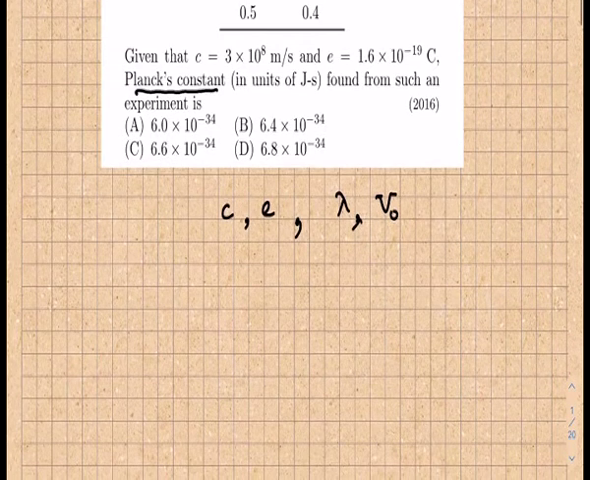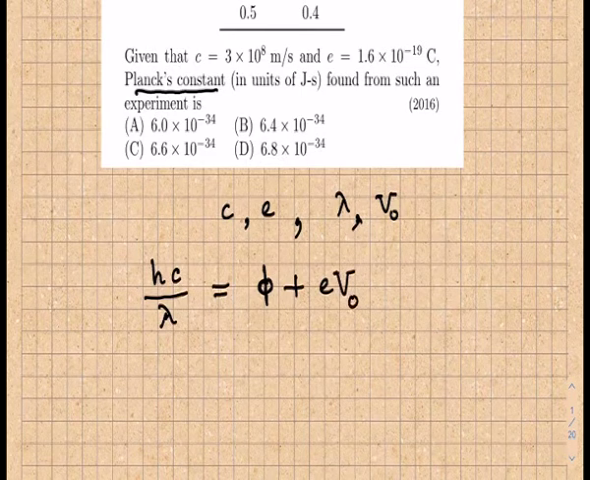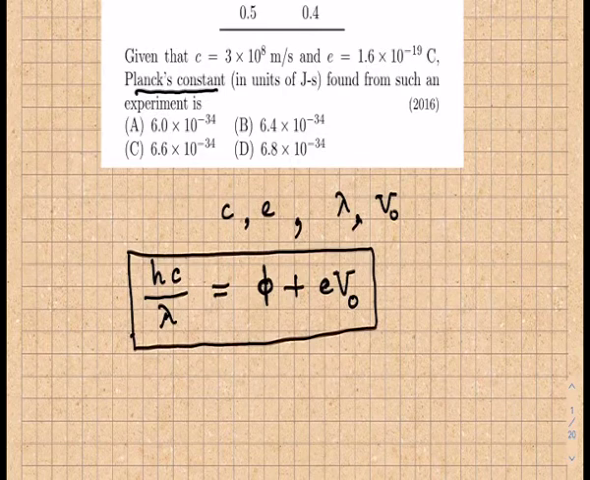Now you have studied in the photoelectric effect chapter that when a photon is incident on a metal surface, it has energy hν, which I can also write as hc by lambda. And if this energy is sufficient to surpass the work function of the metal, say phi, that is, if this energy is greater than phi, then the electrons will be ejected from the metal surface with some kinetic energy, and that maximum kinetic energy can be expressed in terms of the stopping potential V0. So this is the formula that has to be applied in this particular problem.